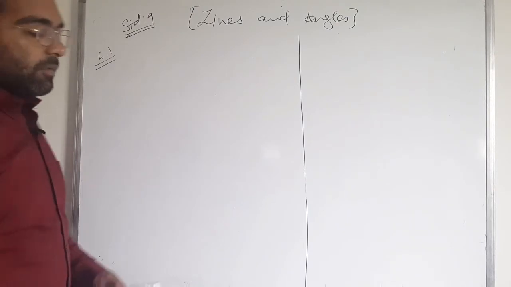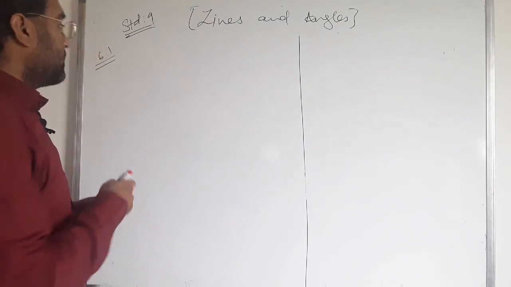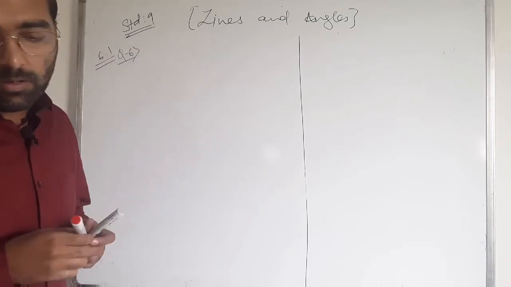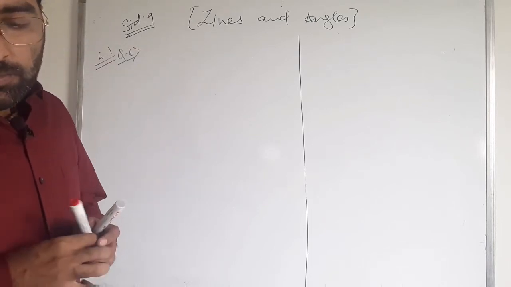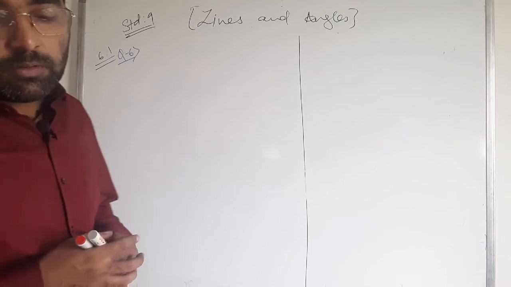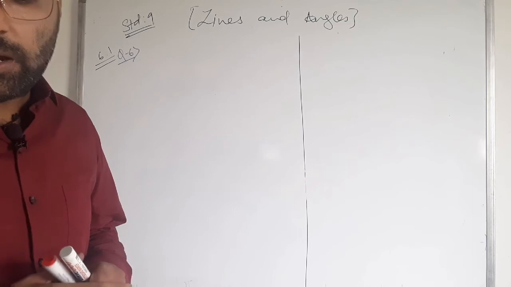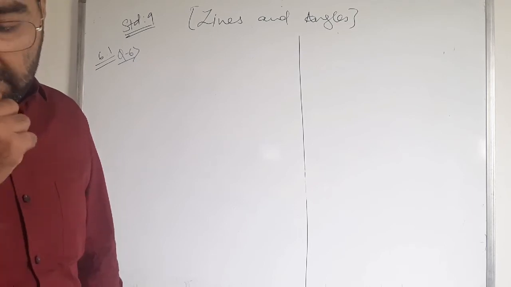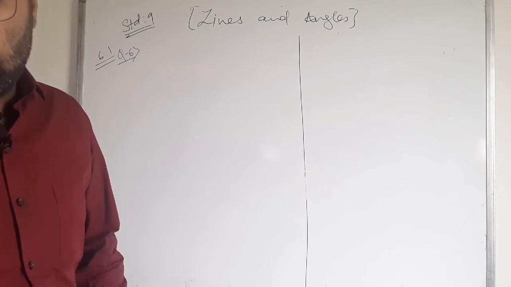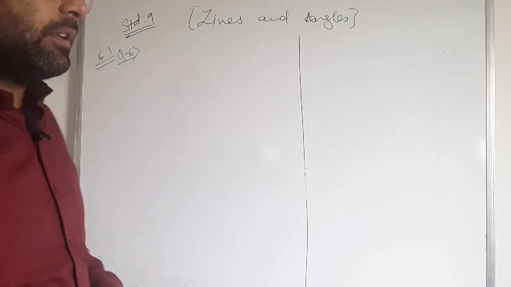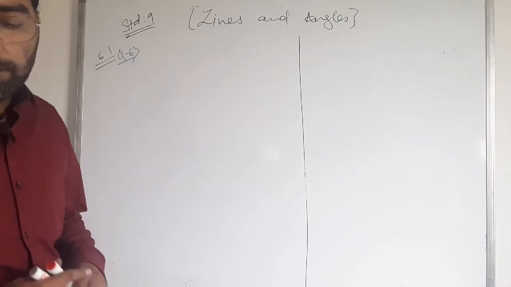So the last question is question number 6 from the exercise. It is given that angle XYZ is equal to 64 degrees and XY is produced to a point P. Draw a figure from the given information. We have to draw the figure that is not given in the question.